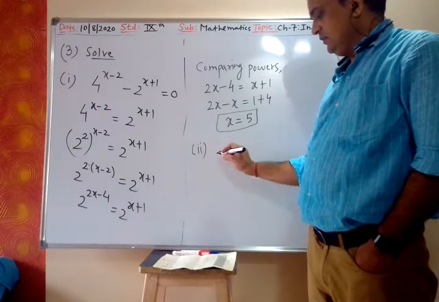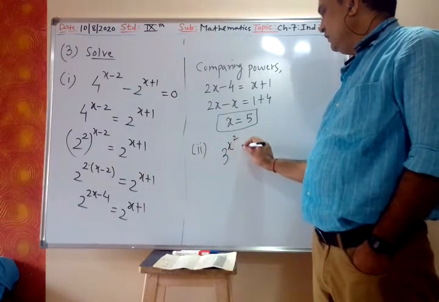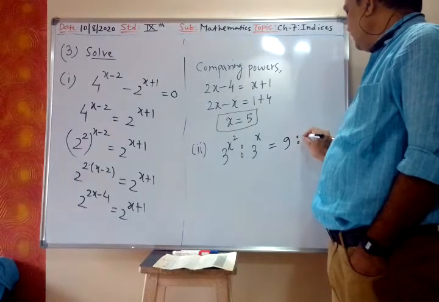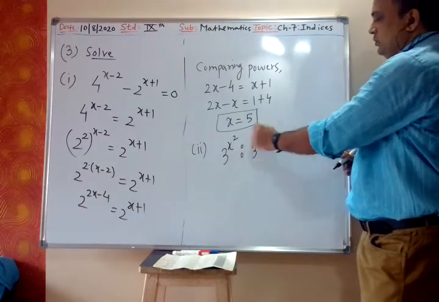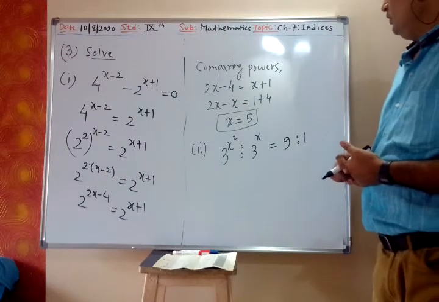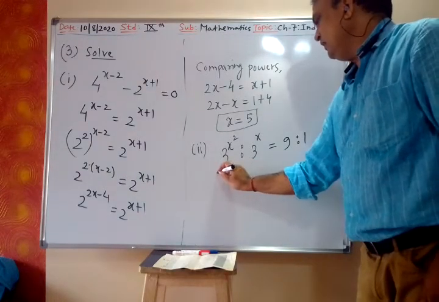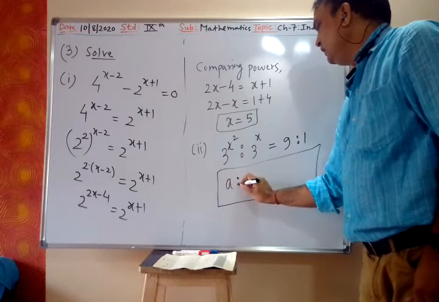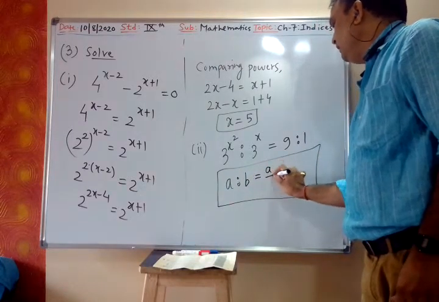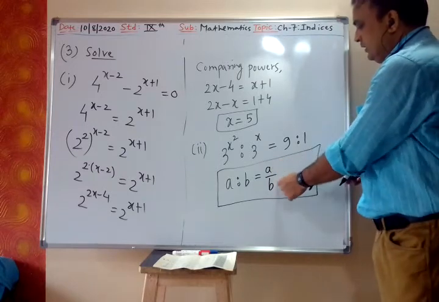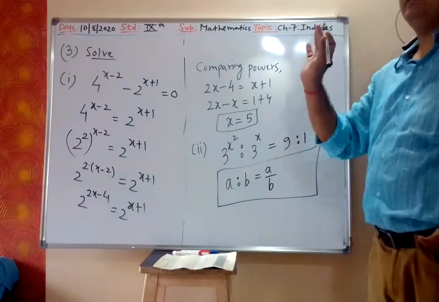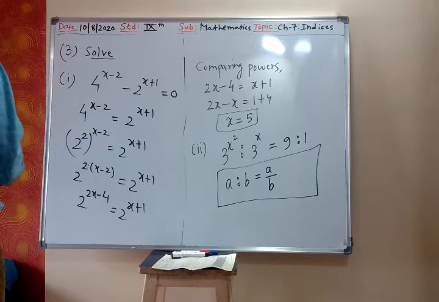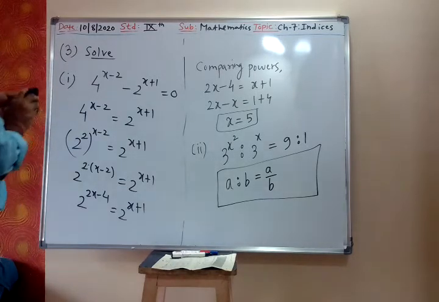Let us see the second one. 3 raised to x square ratio 3 raised to x is equal to 9 ratio 1. So this you remember, the logic of ratio: A ratio B means it is A upon B, and if it is A upon B, I can write A ratio B. So we apply this logic.